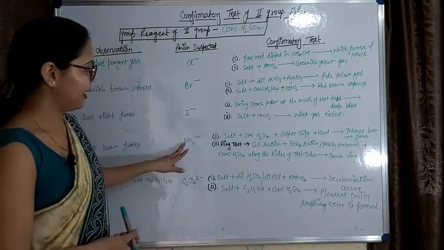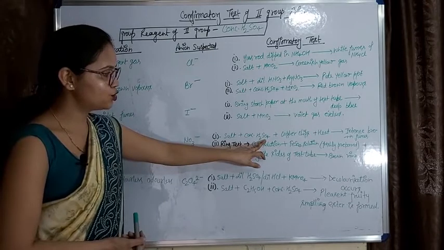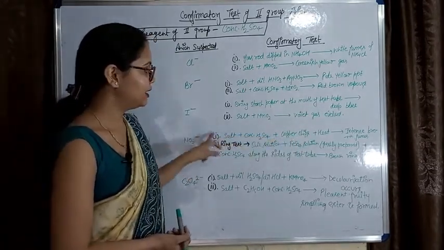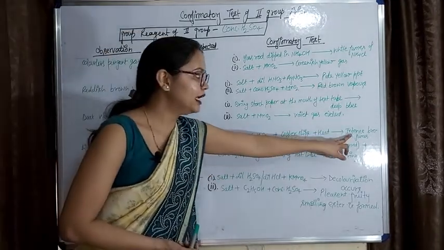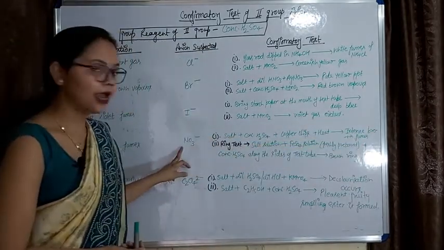Now for nitrate ion, you take salt, add concentrated H2SO4, and then add copper chips. After taking these three, you heat the solution, and if you get intense brown fumes, this confirms the presence of nitrate ion.